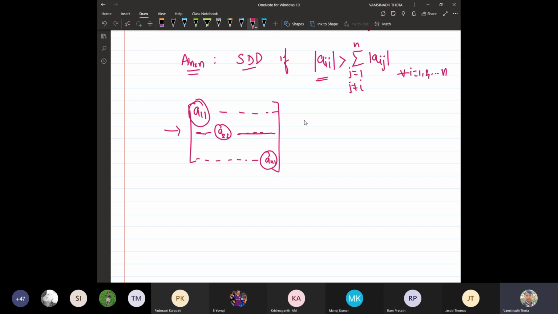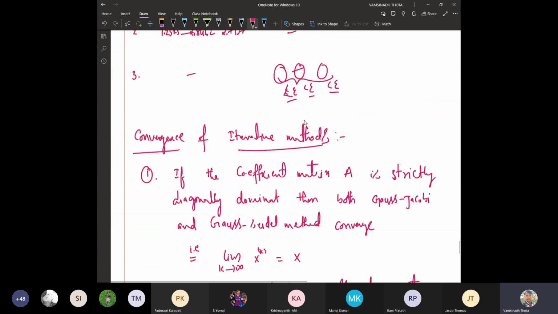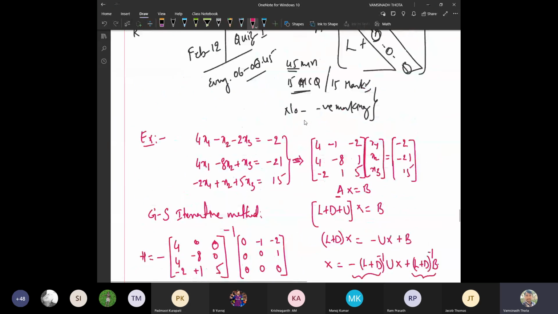And if you look at the nth row, the diagonal entry is a_nn. So the modulus of a_nn should be strictly bigger than the sum over j from 1 to n minus 1. To make it uniform, let us write it this way: j not equal to n, modulus of a_ij. Here i is equal to n, because we are on the last row.